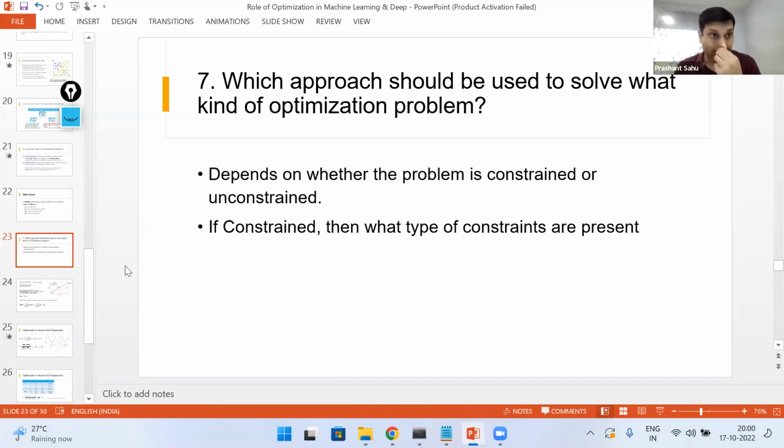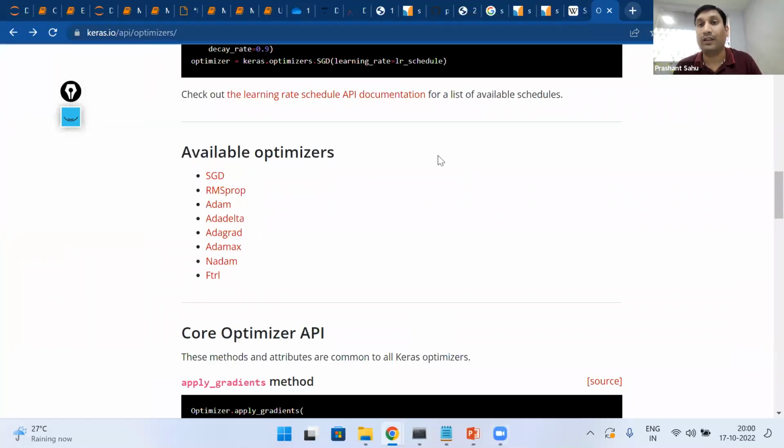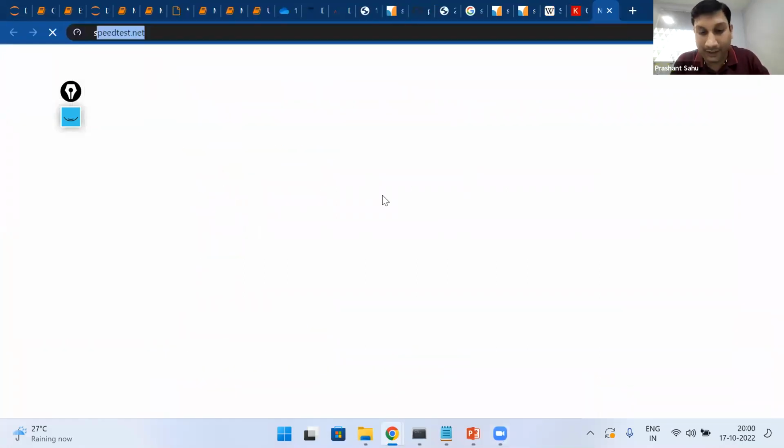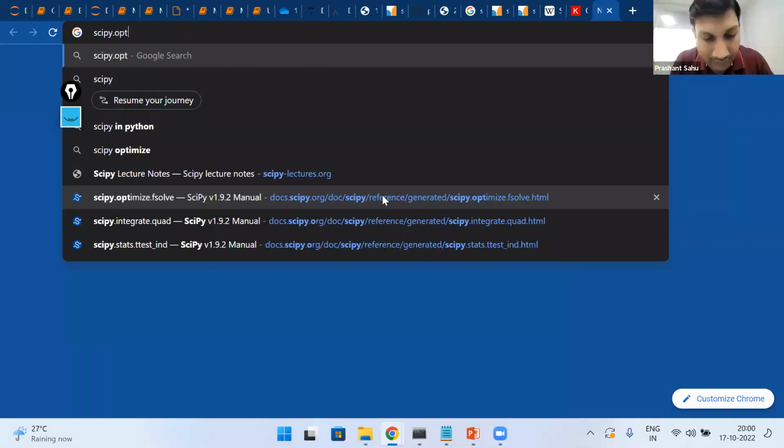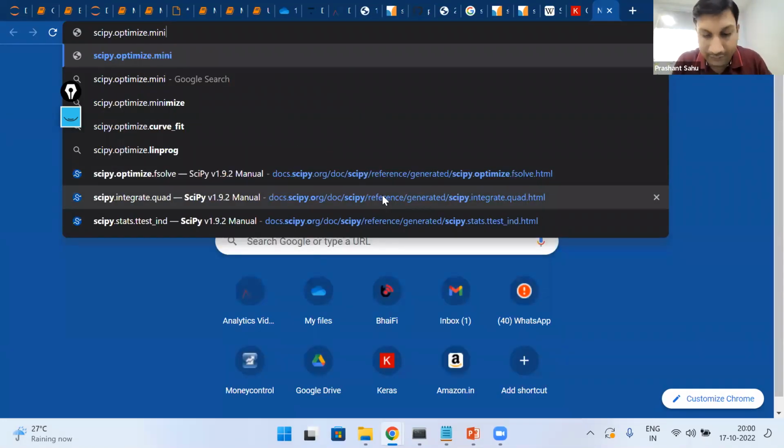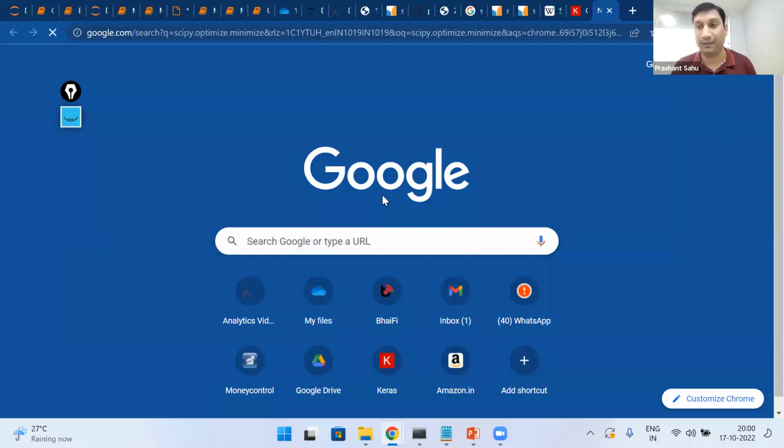Okay, good. Thank you. Now that we know that we have so many solvers, and these are the two approaches, let me show you one more page before I go ahead. SciPy.optimize.minimize. Let me show you this page. Very interesting page.